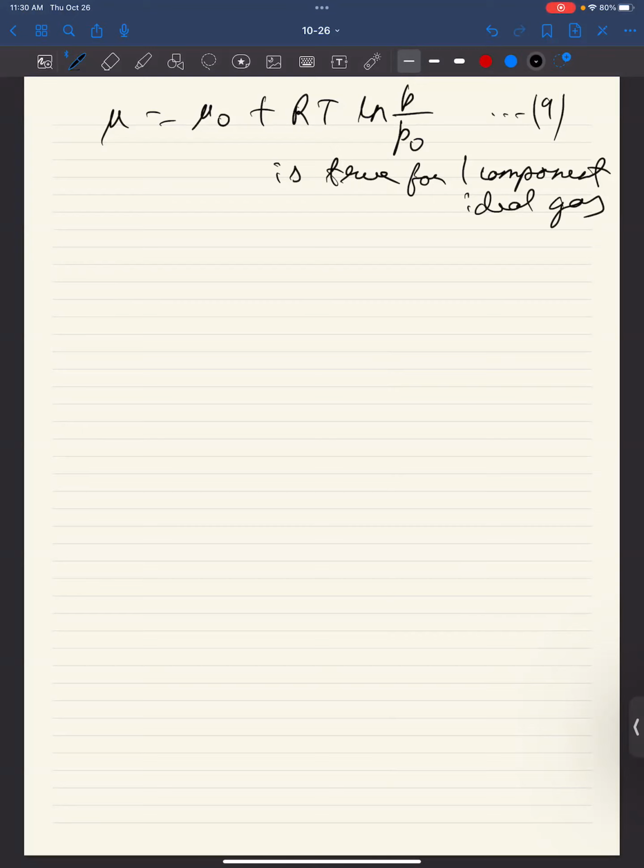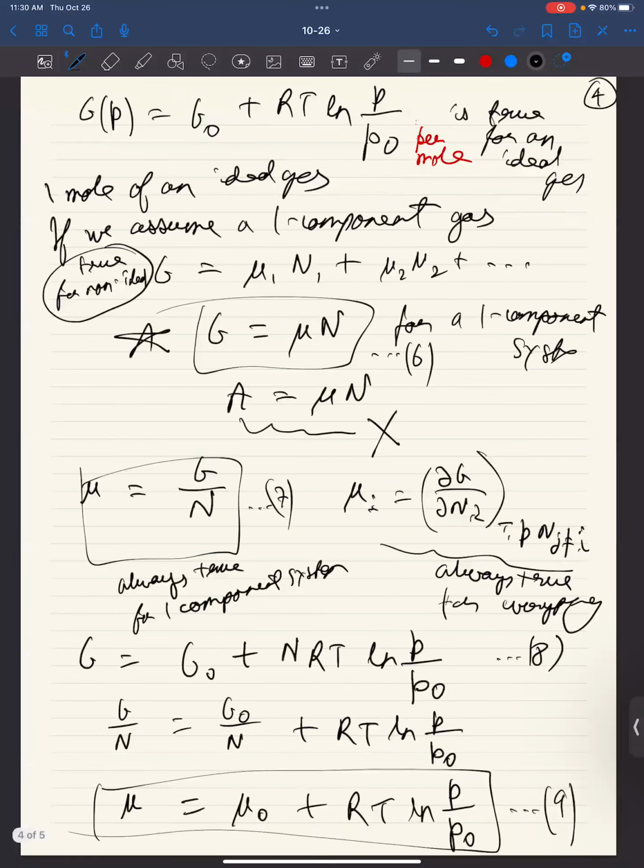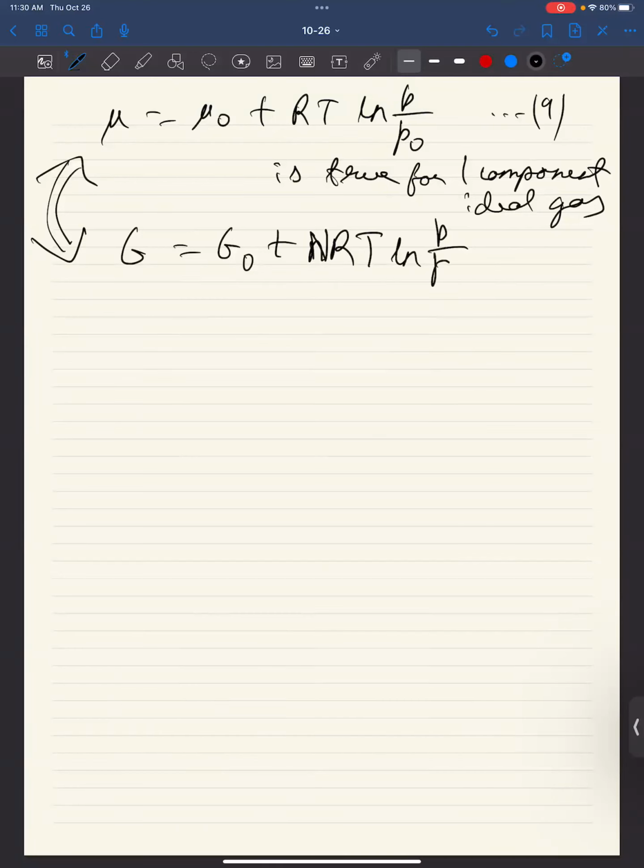As happy as you can be in thermodynamics. What will be the equivalent of this? Mu on its own takes care of the number of moles, because it is G divided by number of moles. Completely equivalent to this equation is writing G is equal to G naught plus NRT ln P by P naught for N moles of one component ideal gas.